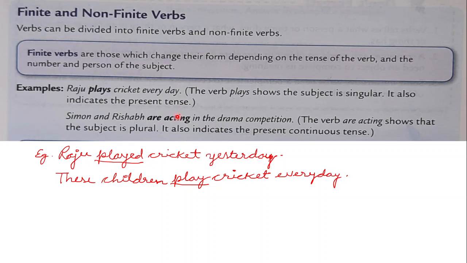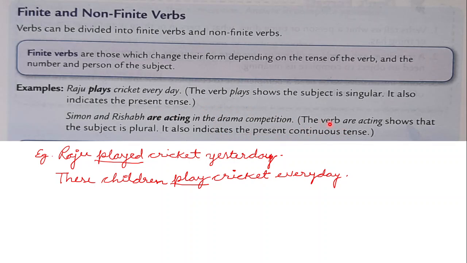So, the person: the one who is speaking is the first person, the one to whom one is speaking is the second person, and the one about whom one is speaking is the third person. So depending on all these situations, when the verb changes its form, such verbs are called finite verbs.